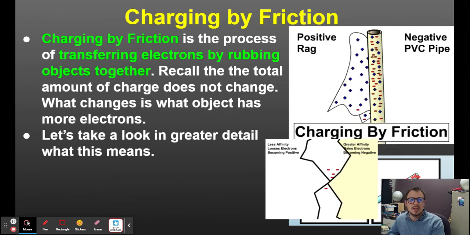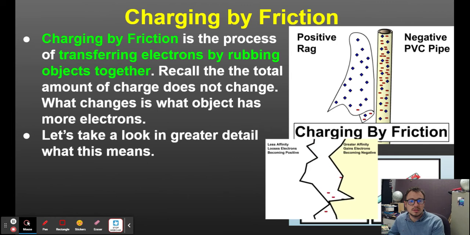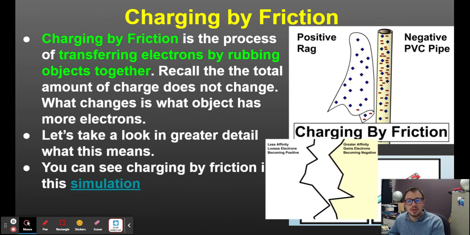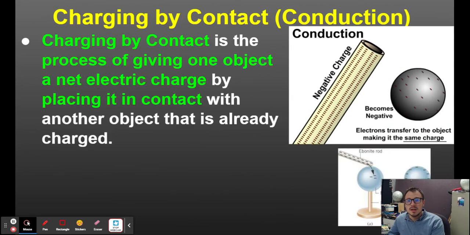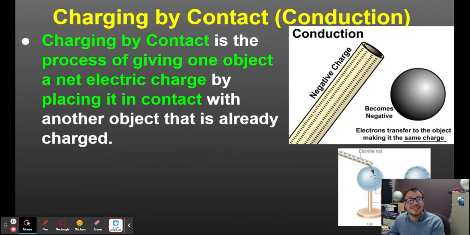So you can see here that, just like we did with the fur and the rod, those electrons get transferred when they're being rubbed together. So now this brings us to charging by contact, or as it's also seen, charging by conduction.